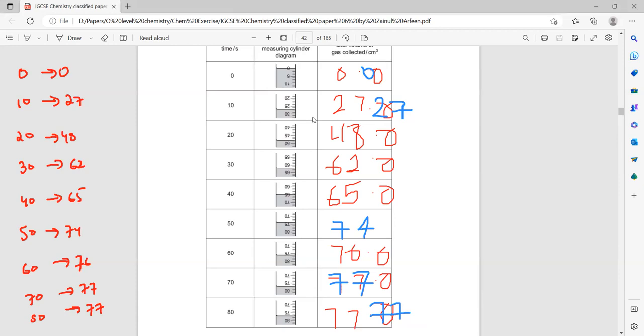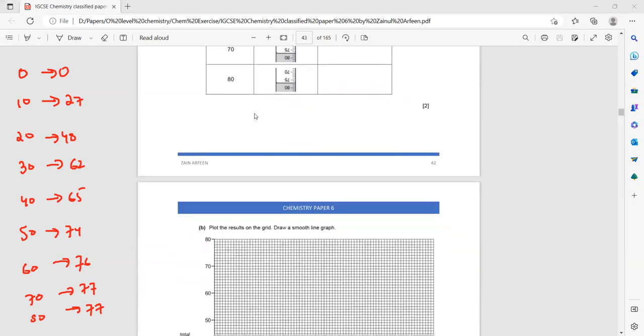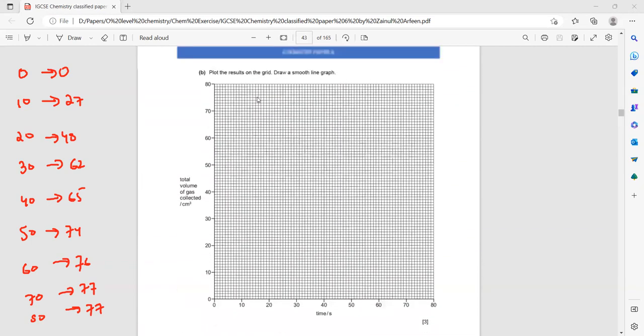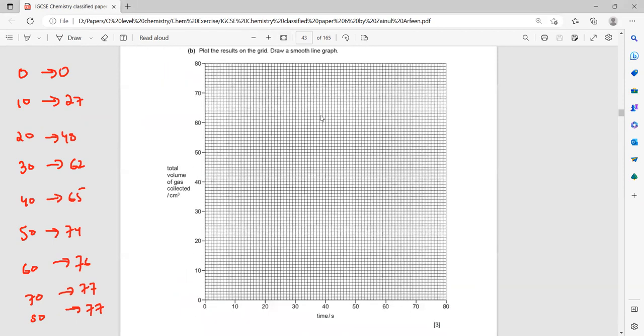Now, the reason why I wrote these points is that we have to plot a graph here for the next part. Plot the results on the grid and draw a smooth line. First we have 0 and 0, so this will be 0 and 0. This will be the first point.